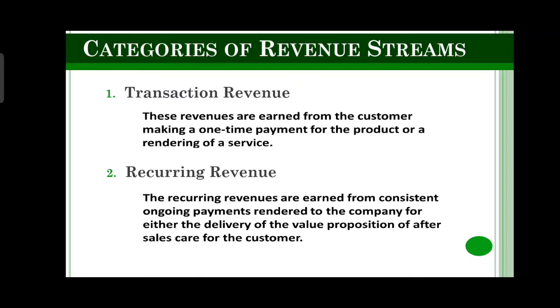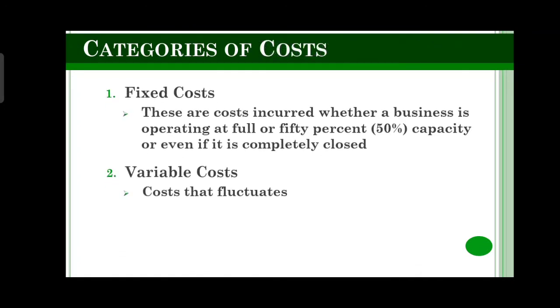So, lastly, class, type of costs. There are type of costs. Ganina sa cost, may mga nabanggit na fixed cost, variable cost. So, muna siya yung butangan og percentage. So, sa fixed cost class, these are costs incurred whether a business is operating at full or 50% capacity or even if it is completely closed.